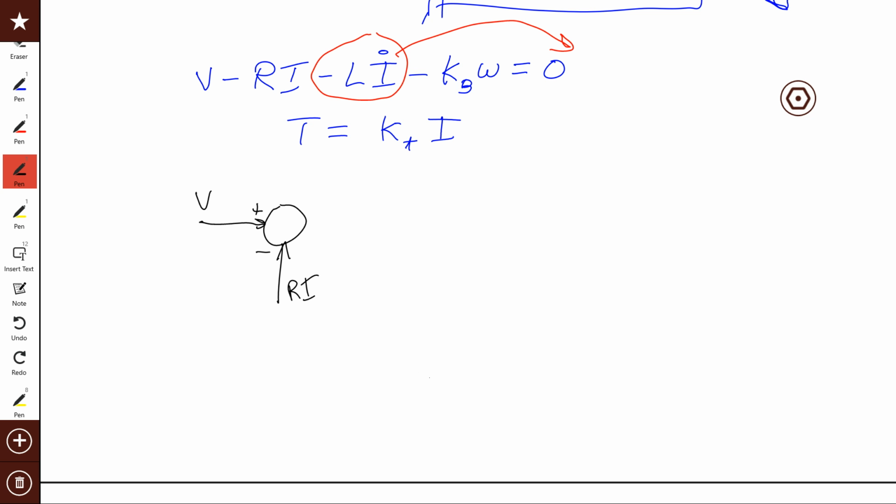What else do I need? KB omega. Okay, I'm going to put in a... Somewhere, somehow, I'm going to get one. I'll put a negative on there, and I'm going to put a KB omega. Probably should put it off to the center. I'll worry about them in a minute. Okay? What comes out of that circle?